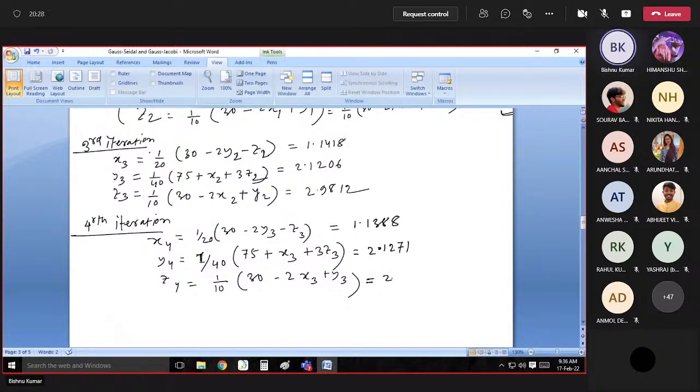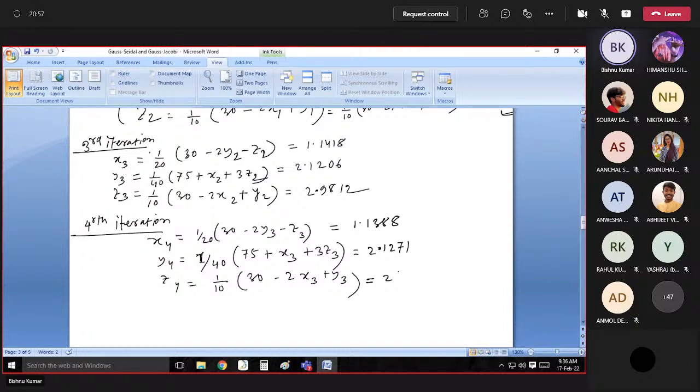2. I think 9 will come. 2.9, 2.98. Maybe 2 decimals will match there, no problem. So that value is coming 2.61. 2.6. Sir, I think it's wrong, sir. Let me do it again, sir.